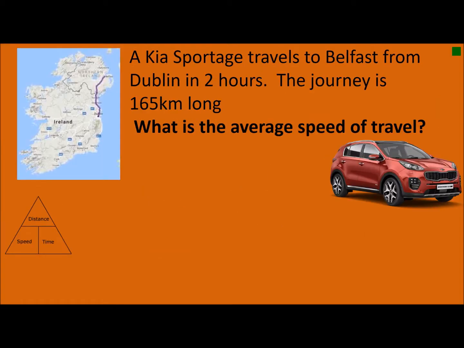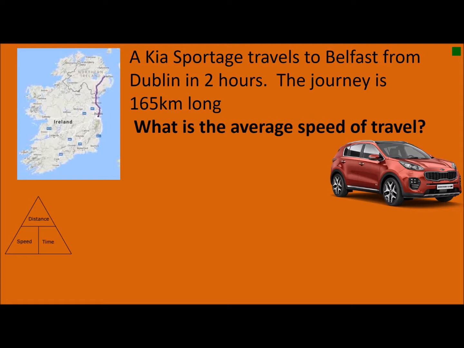Okay, in this case, a Kia Sportage. Again, I don't want this one, but I know somebody who lives in the same house who would like one of these cars if she had the money. So, a Kia Sportage travels to Belfast from Dublin in 2 hours.